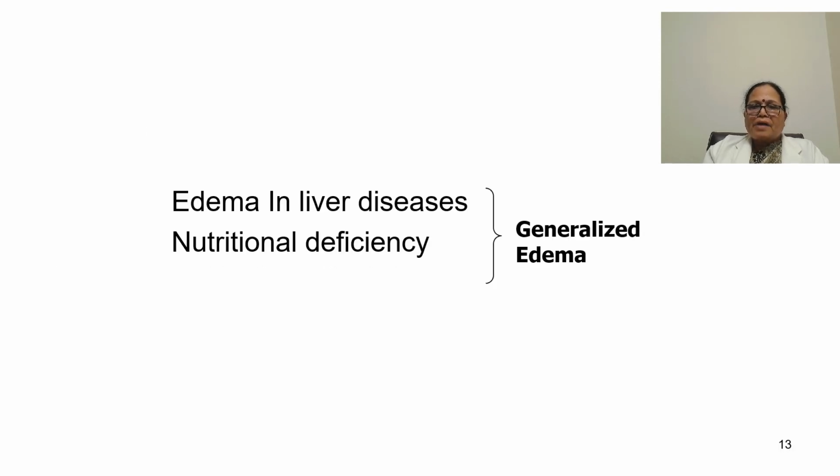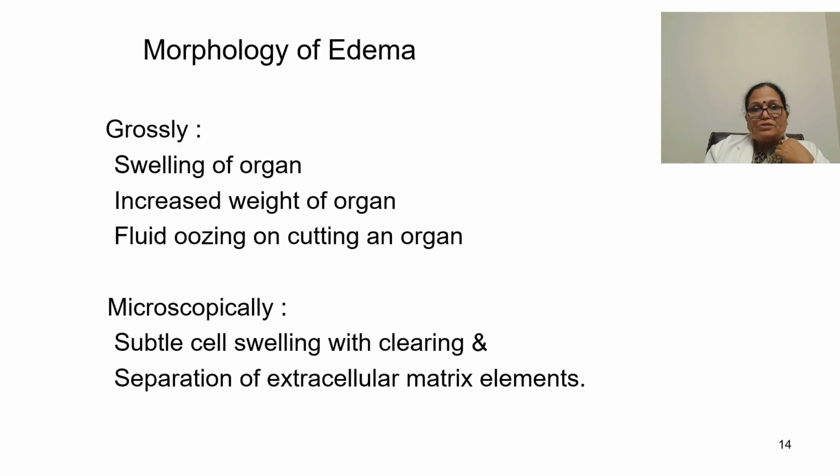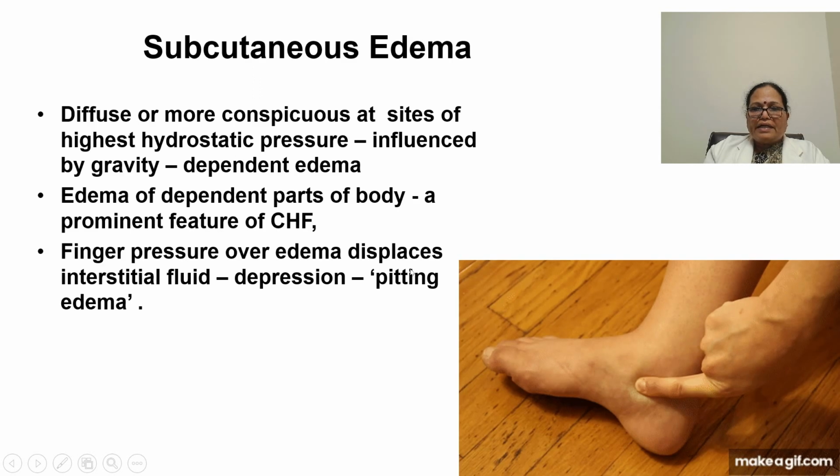So, edema in liver diseases and nutritional deficiency is generalized edema. What is the other name for generalized edema? It is also known as anasarca. Yes, good. So morphology of edema, grossly, there is swelling of the organ with increased weight of the organ. Fluid oozes on cutting an organ.